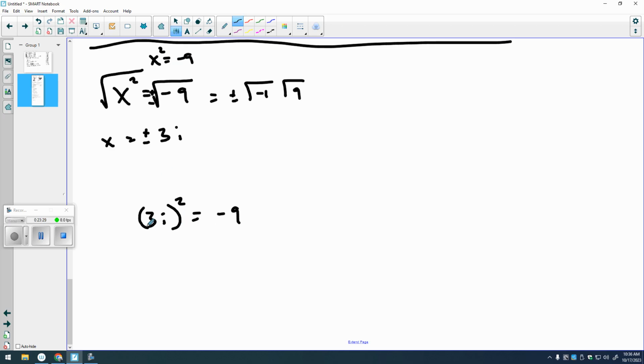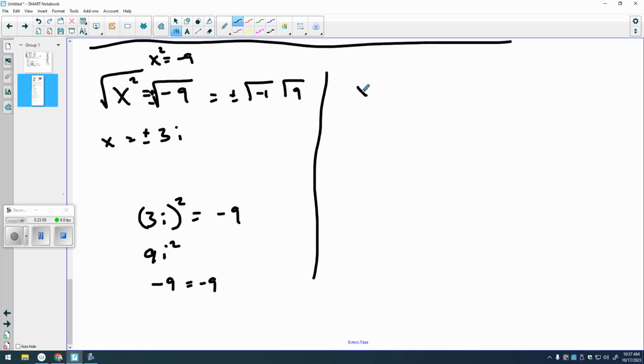So let's double check. Is 3i squared a negative 9? This squared goes to both of these terms. So 3 squared is 9. i squared is i squared, and i squared is a negative 1. So this really is a negative 9. It works. Okay, so why are we using complex numbers? To solve quadratics and allow us to deal with complex solutions.